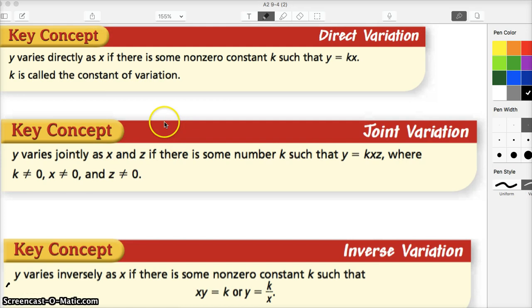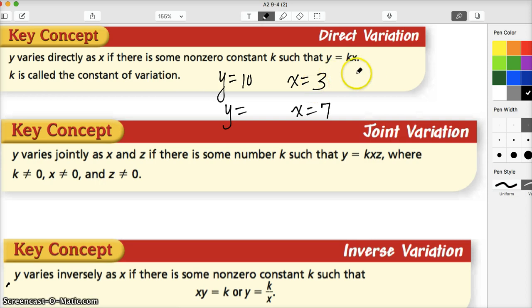So you might be given a problem with direct variation where you say y varies directly as x, and you might see that y is equal to 10 when x is equal to 3. And then the question will be, what is y in this situation when x is equal to 7? Okay, so this is the type of problem that you're going to be answering.